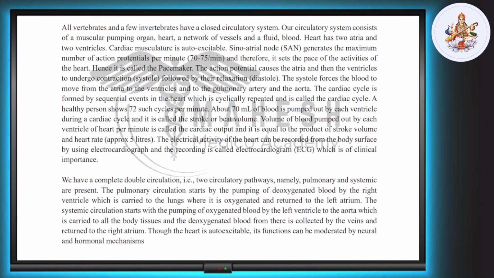Heart has 4 chambers and works in a cycle of contraction and relaxation. Our body shows double circulation, pulmonary and systemic. ECG shows heart's electrical activity. Heart function is also influenced by nerves and hormones.